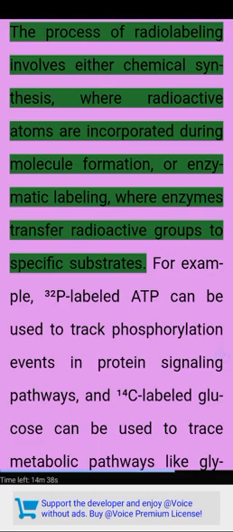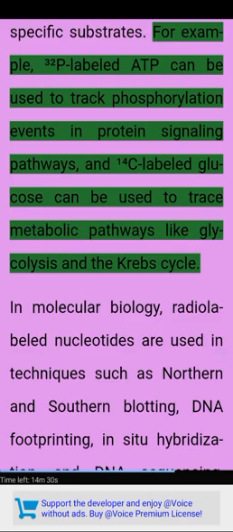The process of radiolabeling involves either chemical synthesis, where radioactive atoms are incorporated during molecule formation, or enzymatic labeling, where enzymes transfer radioactive groups to specific substrates. For example, 32P-labeled ATP can be used to track phosphorylation events in protein signaling pathways, and 14C-labeled glucose can be used to trace metabolic pathways like glycolysis and the Krebs cycle.